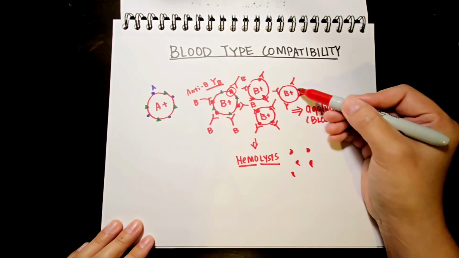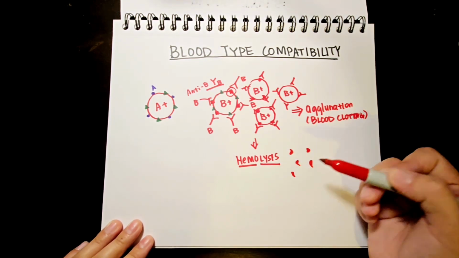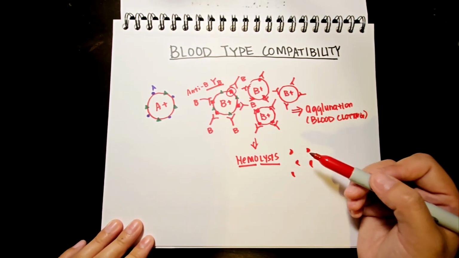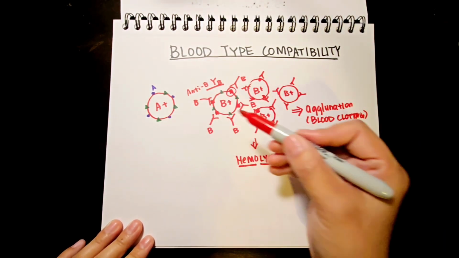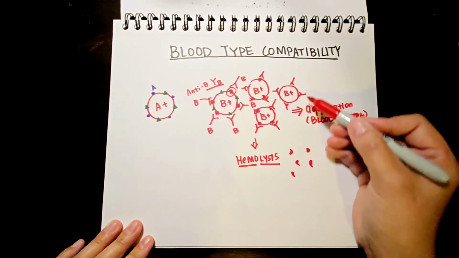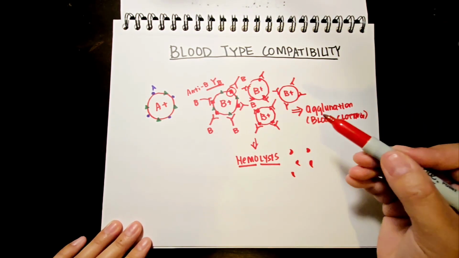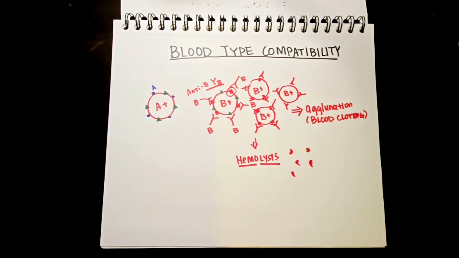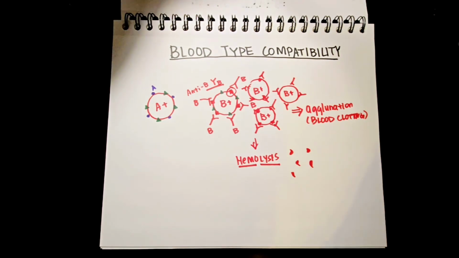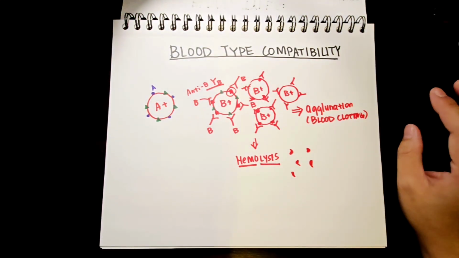They will be clumped up in addition to hemolysis. So instead of helping the patient, you actually end up killing them faster when you give them the wrong blood type. It is a very, very serious situation that you never want to be in, giving them the wrong blood type.